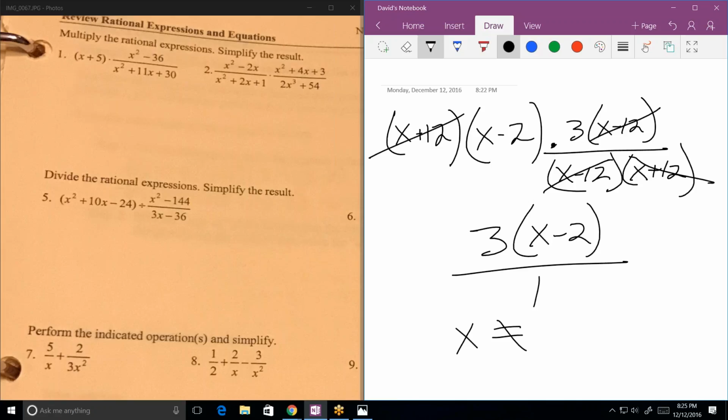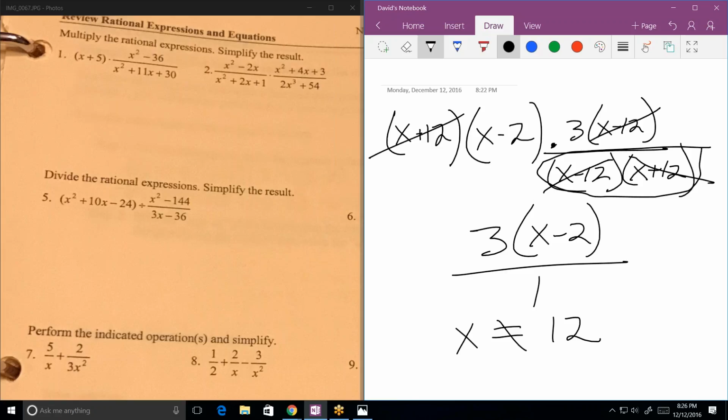Let's see. If we look at the original problem, this 3x minus 36 is going to be the only restriction. That's what can't be 0. So x cannot be equal to 12. That would make this 0. Notice that if I go up here, it looks like x can't be plus or minus 12. But that's not true because we weren't originally dividing by this. We were originally only dividing by this.